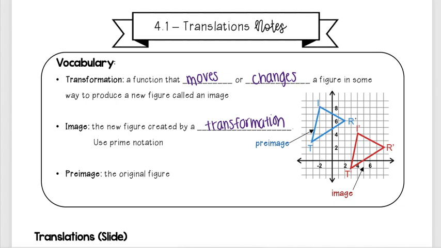And you may notice for these, when my pre-image, I just have letters. But for my image, I'm going to use something called prime notation. Basically, that is that apostrophe that shows up. And so here, my new image is triangle I prime, R prime, T prime. So I'll say I prime, R prime, T prime. So we use that notation when we are creating that image, that prime notation.